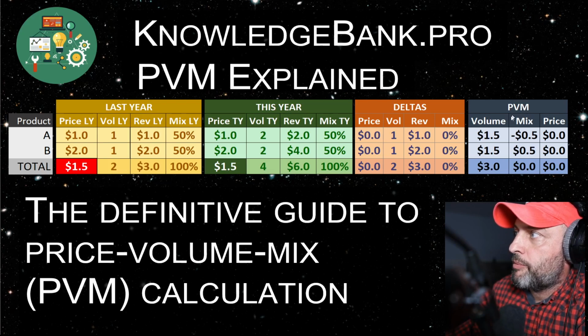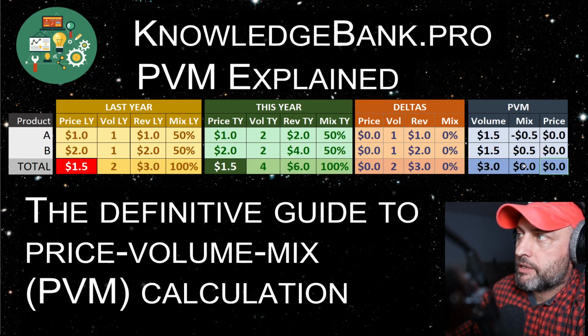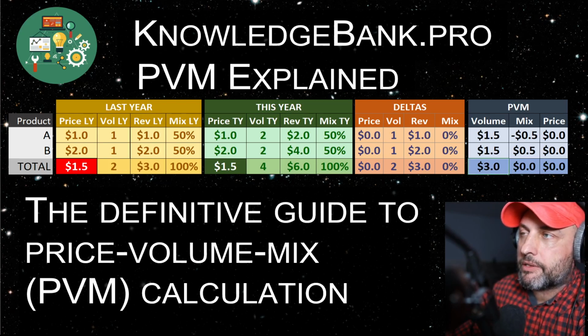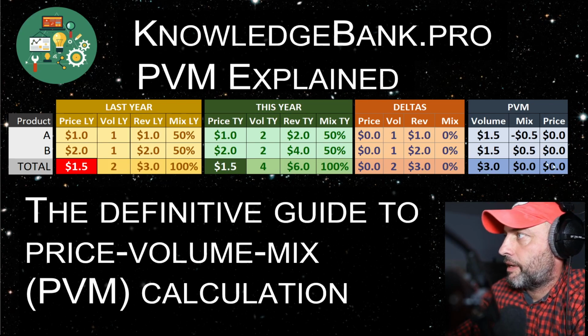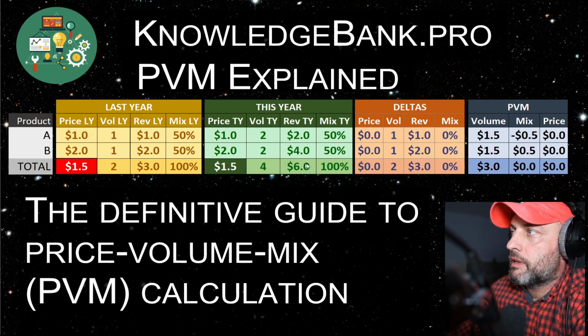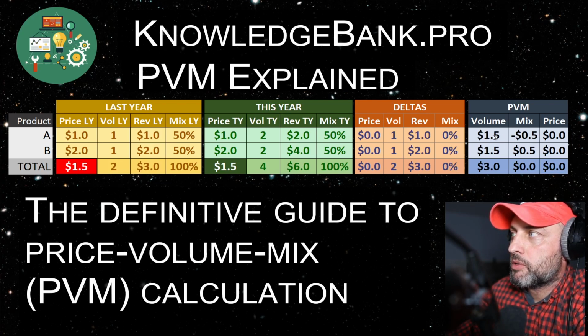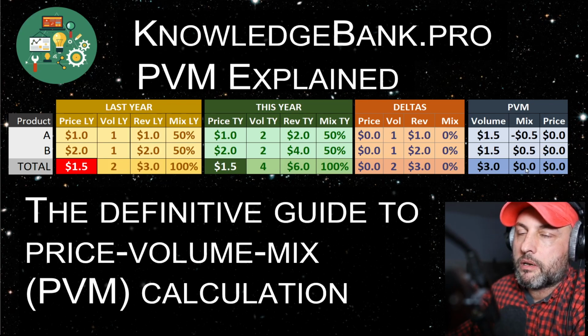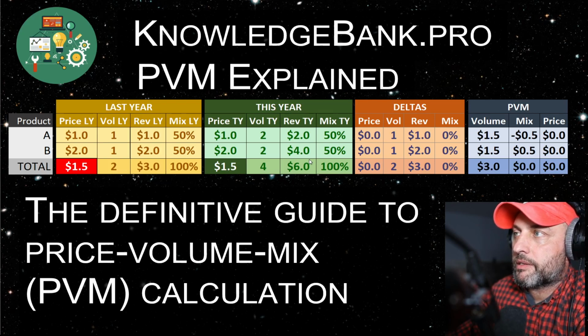So if we look into our PVM component, we see that overall, we have 0 impact for price. We have 0 impact for mix because overall it didn't change. And then we have a $3 variance due to volume change. You also see that on individual level, we have a little bit of mix in each product, and most of the change is in volume, but in our case, the mix increase for product A is canceled out by the mix decrease for product B, and overall we have 0 mix impact in this scenario.